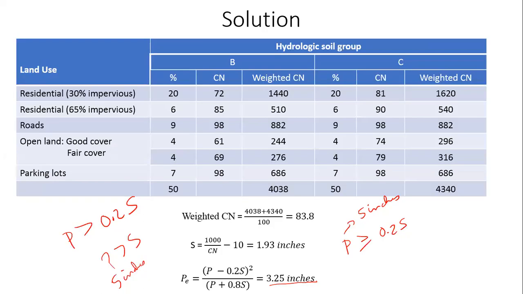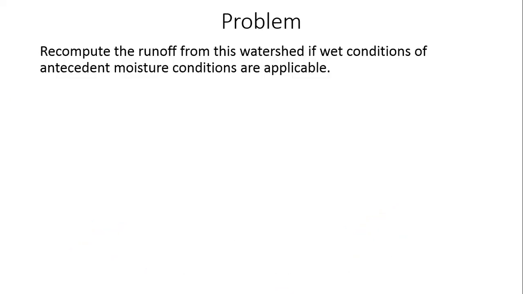If you go back to the previous slide, we've got an effective runoff or effective rainfall of 3.25 inches, or direct runoff of 3.25 inches, assuming normal conditions of antecedent moisture in the soil, right? So instead of having normal antecedent moisture conditions, if I had wet antecedent moisture conditions, what do you expect the runoff from this watershed to be?